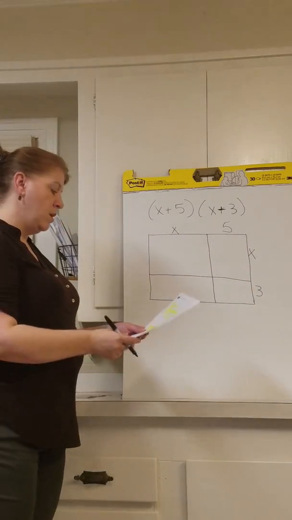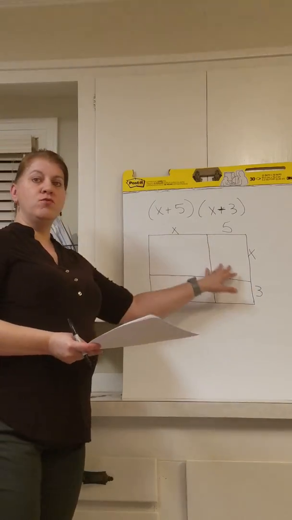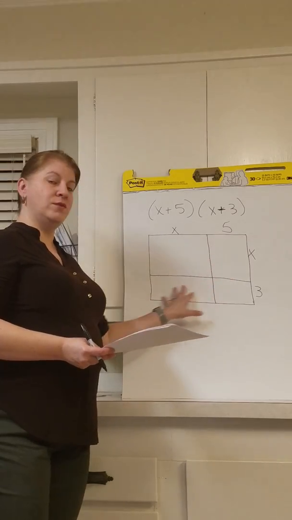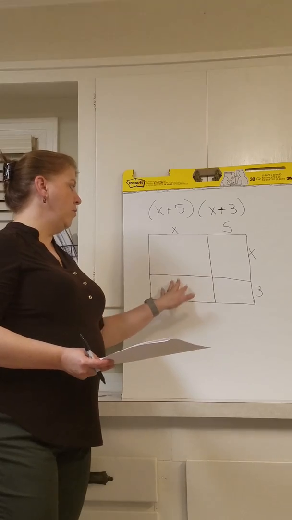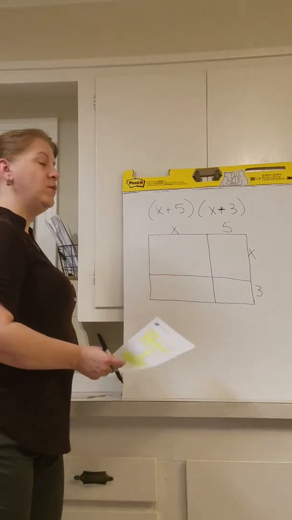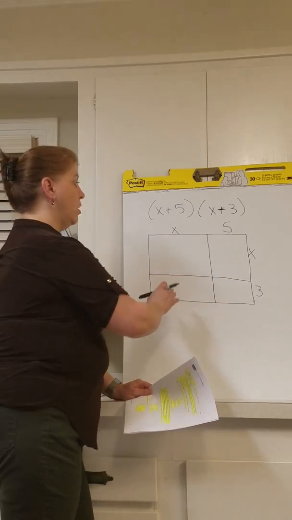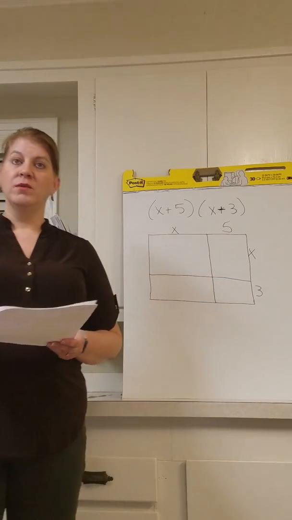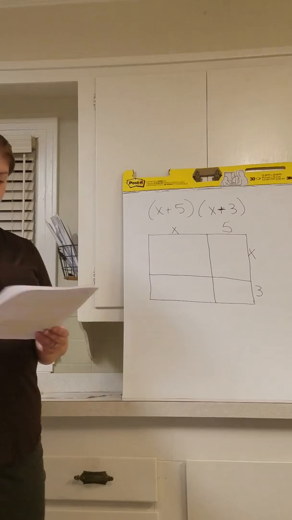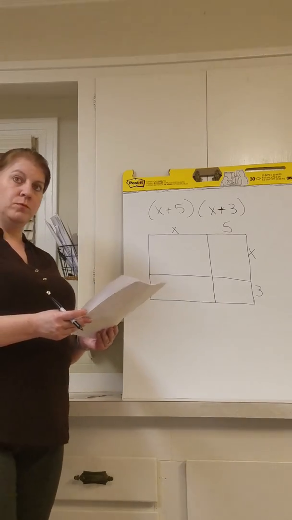Okay? So let's see if we can finish the rest of this model. So same thing that we were doing before. We will find the area of each piece of it. We will do that multiplication. So go ahead and do that at your tables. I'll give you a minute to be able to complete that model.